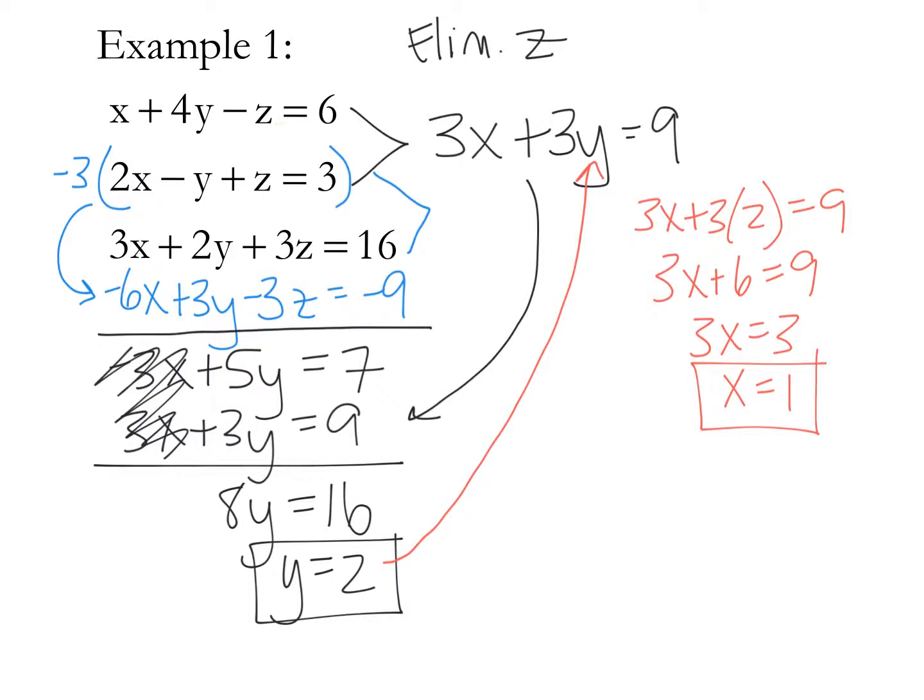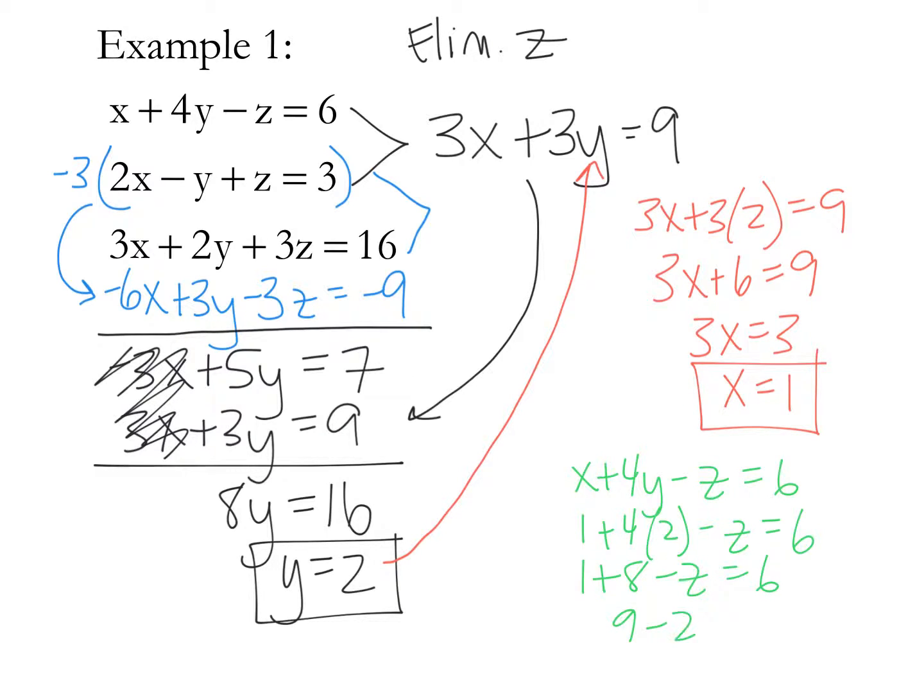Now you guys, you can use one of these 3 equations. Doesn't matter which one. To me, this first equation looks like the easiest, so I think I'm going to use that one. That's going to be x plus 4y minus z equals 6, but I know that x is 1, and I know that y is 2. And so I'm going to do 1 plus 8 minus z equals 6. 9 minus z equals 6. This means z equals 3.